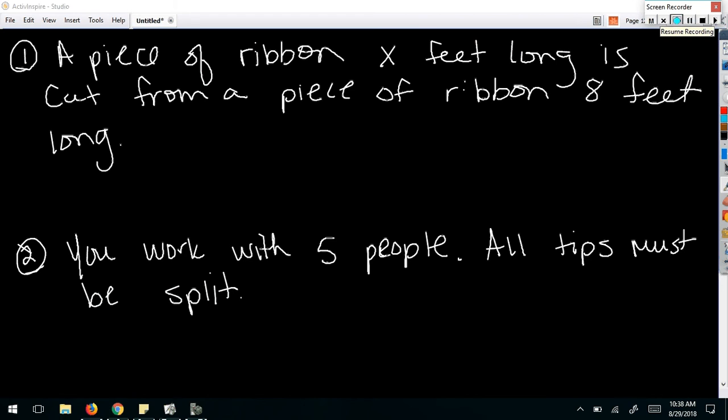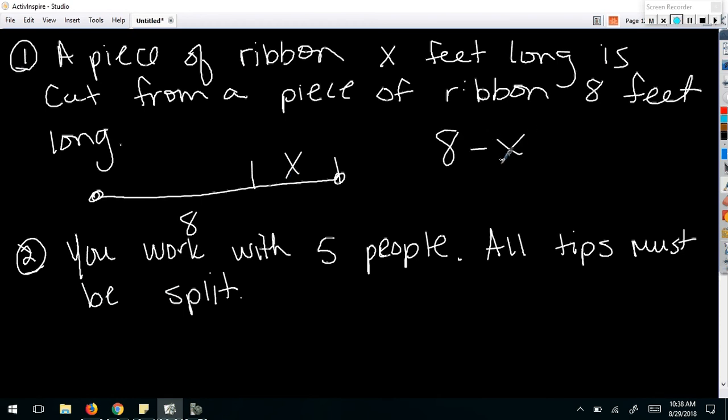So a piece of ribbon is 8 feet long. A piece of ribbon X feet long is cut off of a piece of ribbon that's 8 feet long. So how long was the original? 8 feet. So I've got this original one. This is 8, but I'm cutting off this piece that's X feet long, right? So how much ribbon's left? How do I write that as an expression?